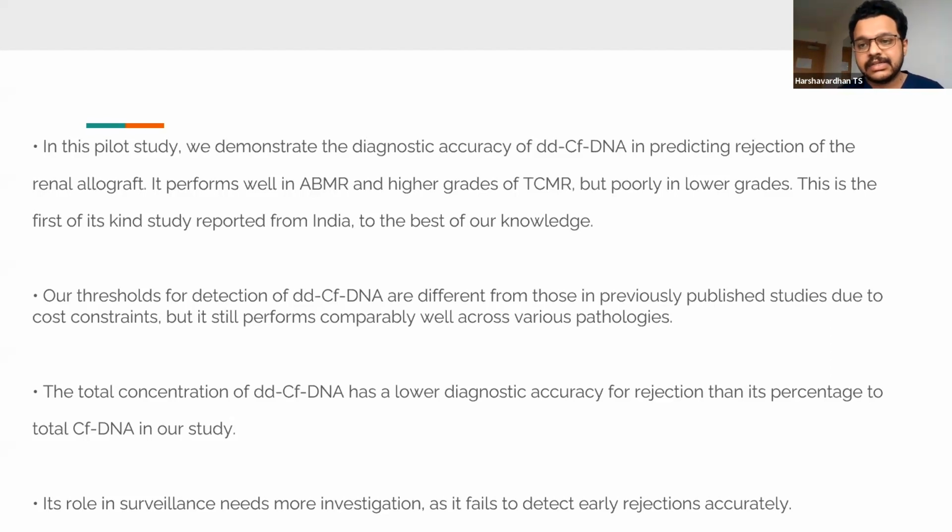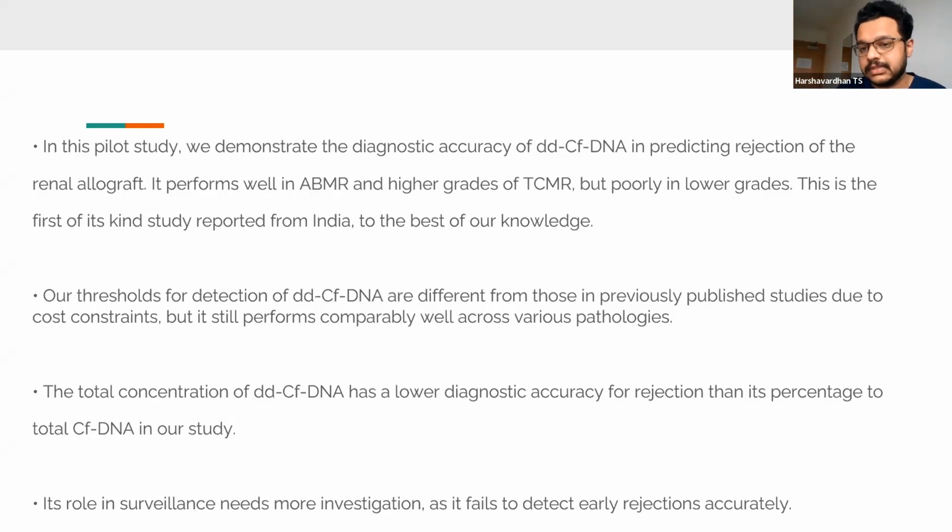And we think that when there is active rejection, the injury is so severe that it is at much higher levels, and that's why we're able to predict rejection. But again, even if you look at our study, if you look at the positive predictive value, even for a cutoff of 0.25%, the positive predictive value, even for ABMR, is quite poor.